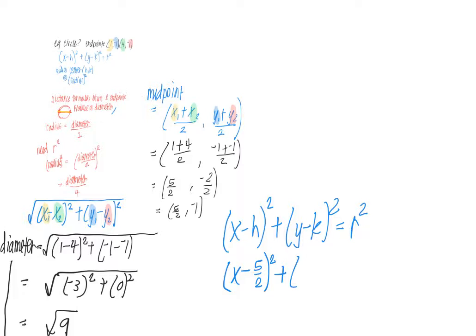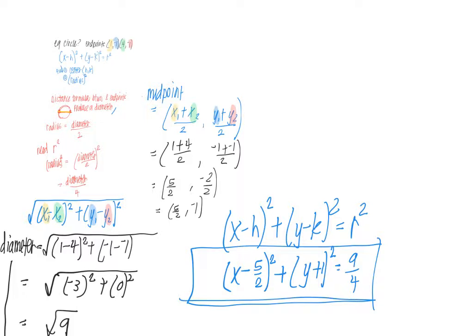And then y, if I have minus a -1, that goes in as y plus 1. And now you can see what I was talking about, where the coordinates of the center, the h and k, when you plug it in, have different signs, okay? Equals 9/4. And you're done with that.